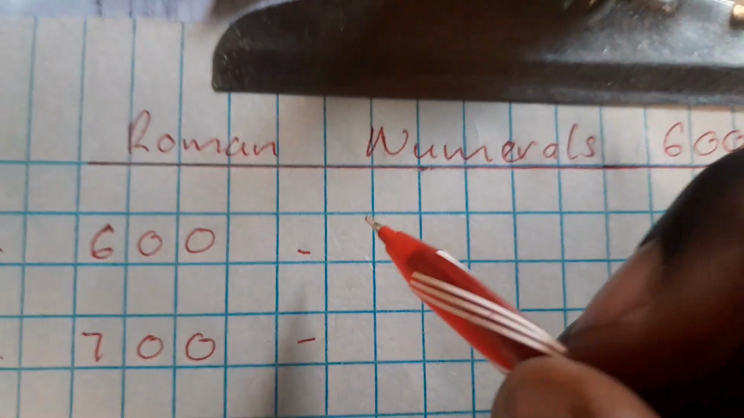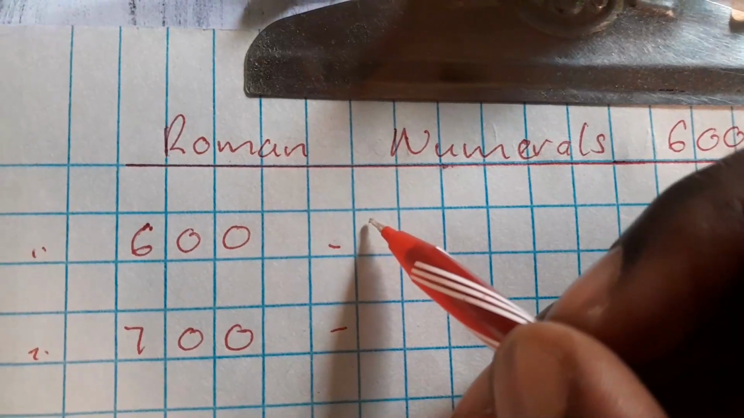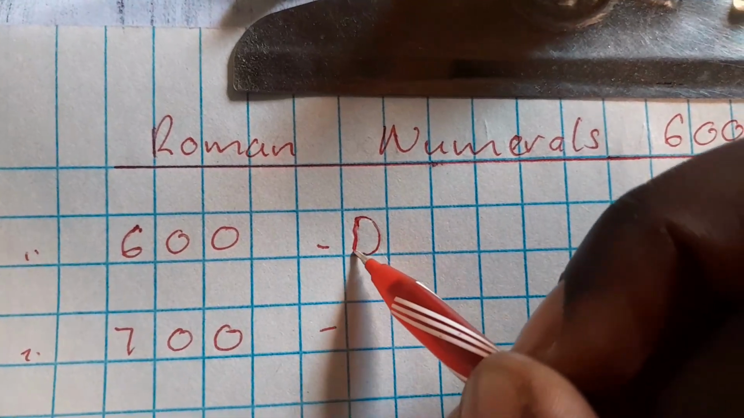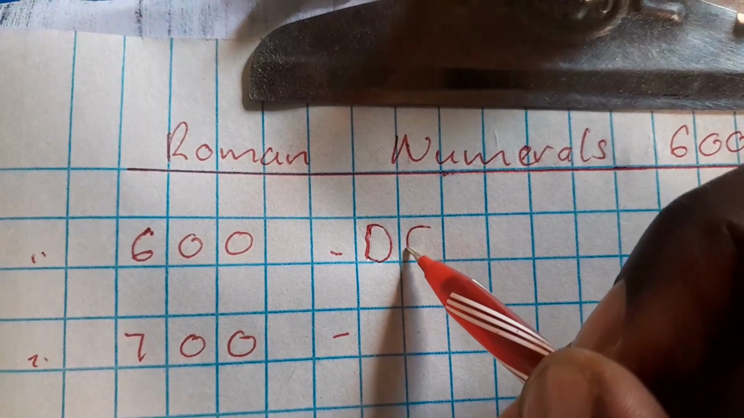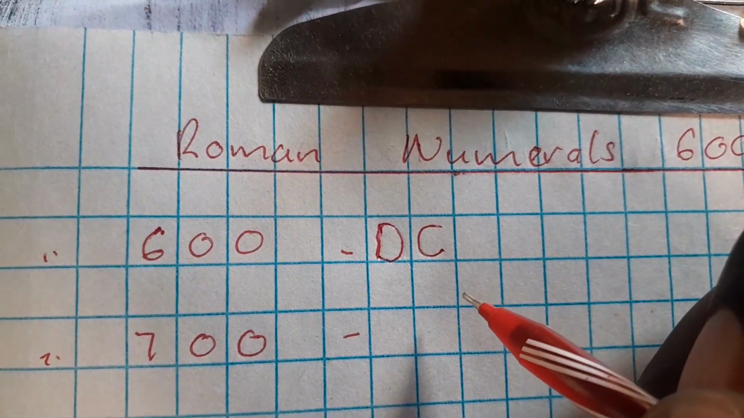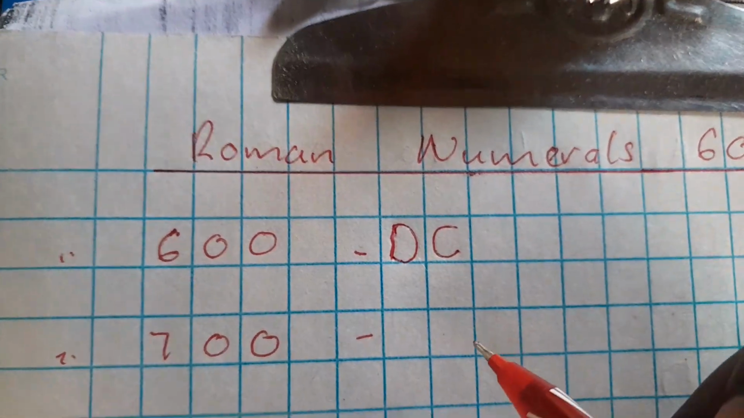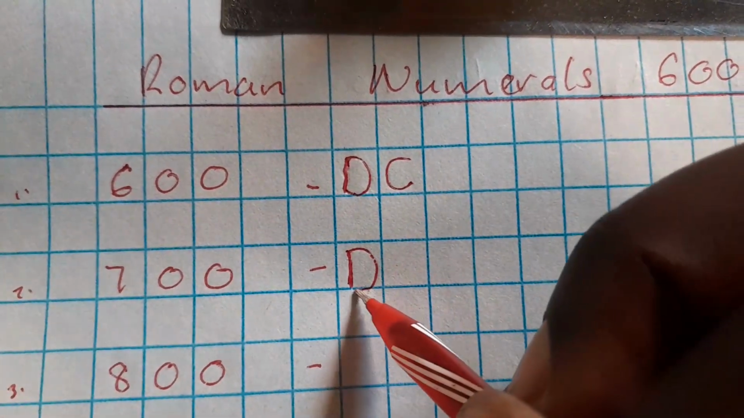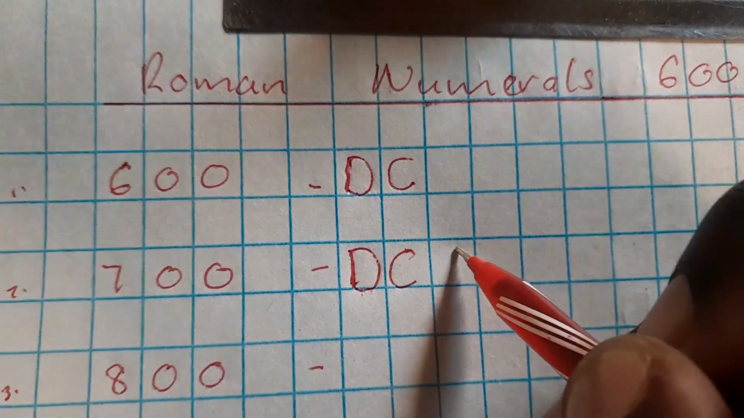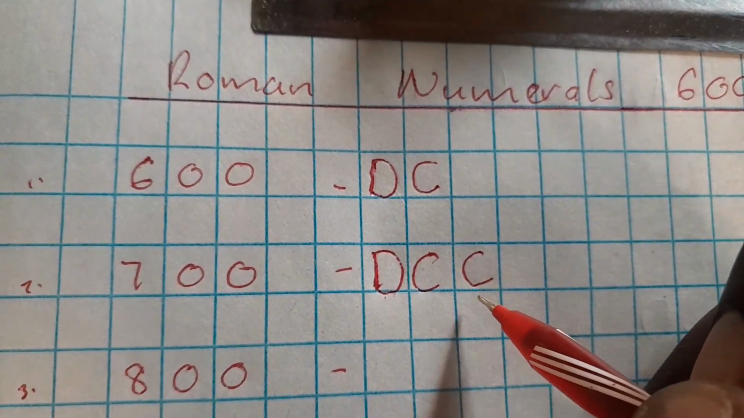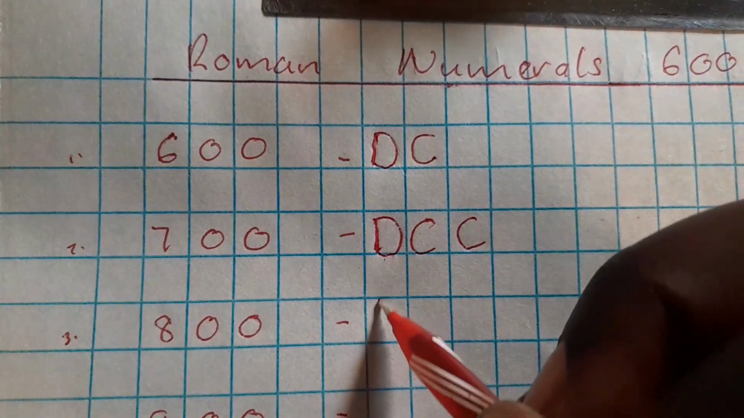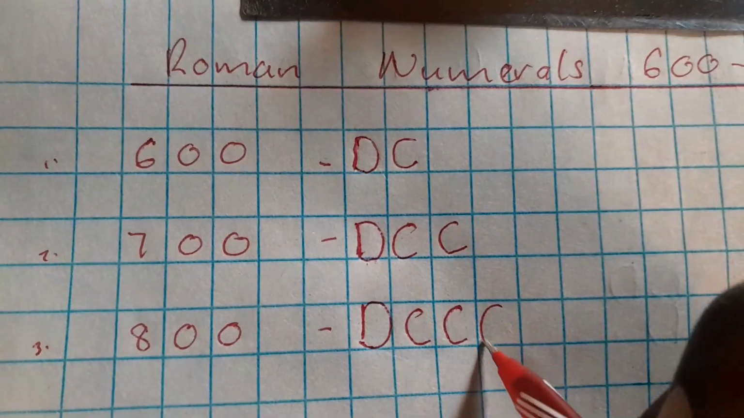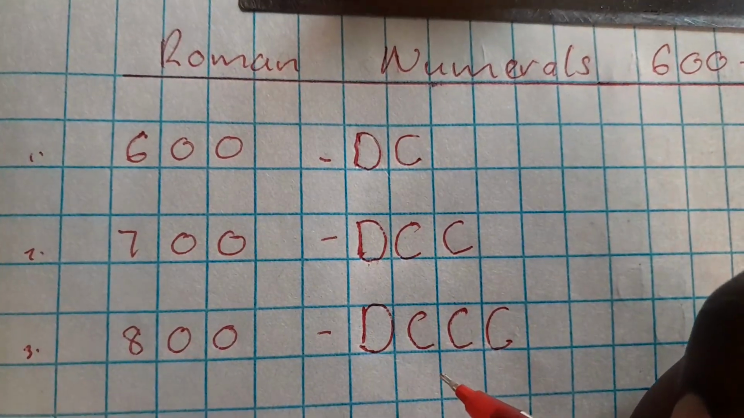Let's move on to 600. Remember, like I said in the previous episode, 500 is D, and 100 is C. So this time around we write DC. DC is equivalent to 600. Now moving on to 700. This is D and C and C. So this becomes our 700. Now 800. This is D, C, C, C. That's 800 for you.